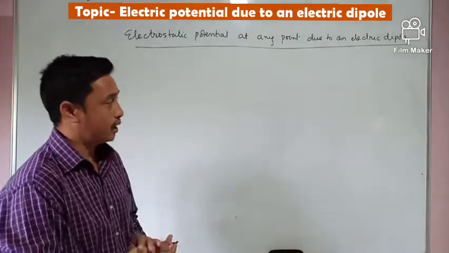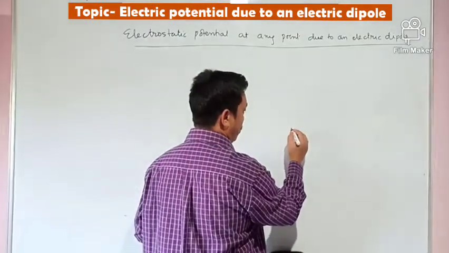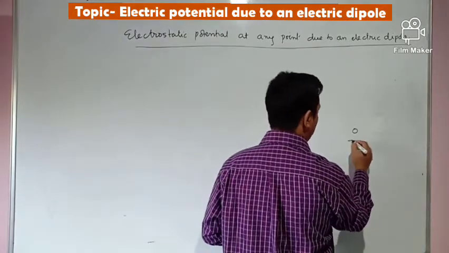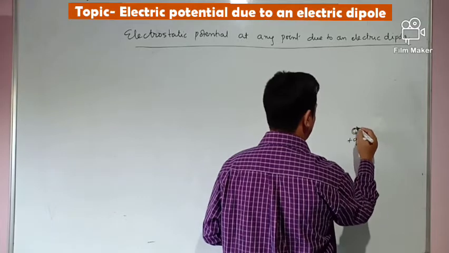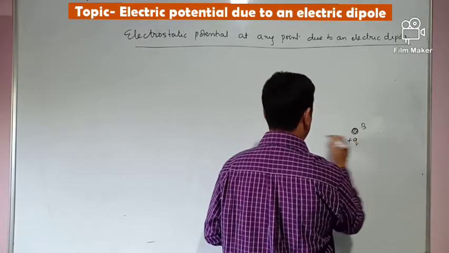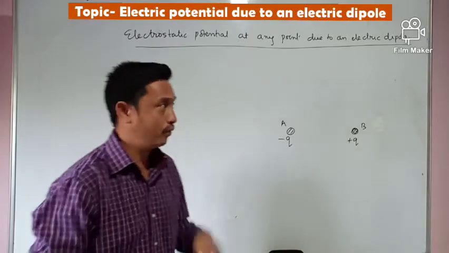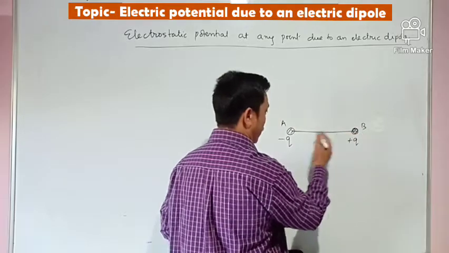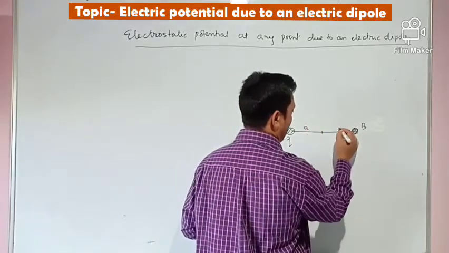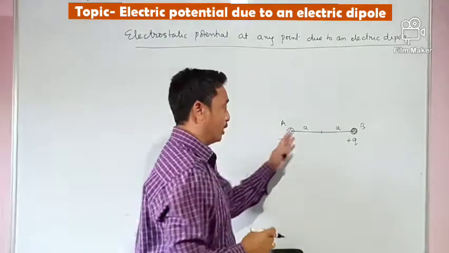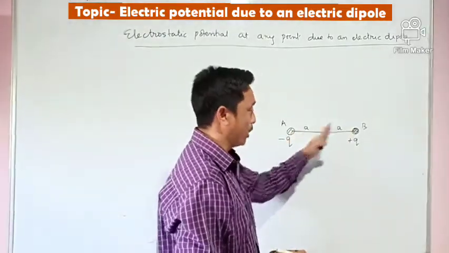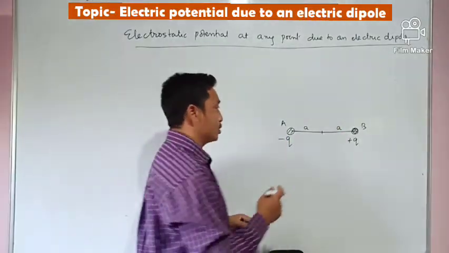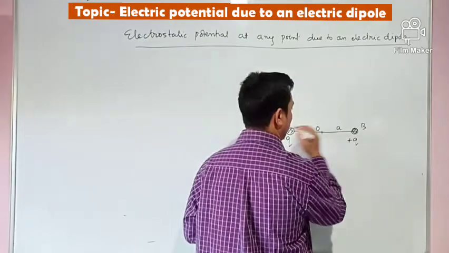Okay, so for this let us consider an electric dipole which has a minus q charge here at position A and the plus q charge here at position B. This becomes a system of an electric dipole. Now these are separated by a distance 2a, so I will write a here and a here. So 2a is the distance between the two charges, that means the length of the dipole. So this is your position O.